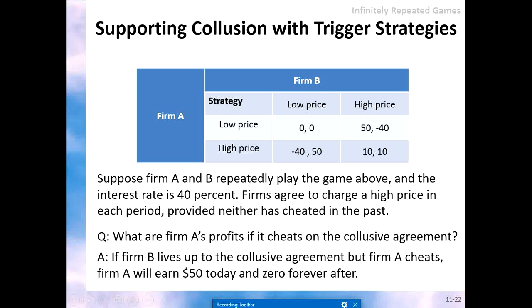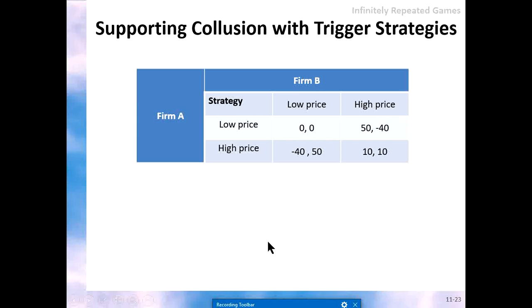If firm B lives up to the collusive agreement but firm A cheats, firm A will earn 50 and 0 after that, because firm B will punish it and choose a lower price, not a high price, and get 0. So it means the maximum it gets is 50. 50 plus 0, 0, 0. Correct?